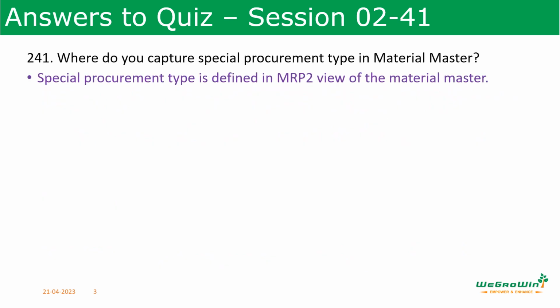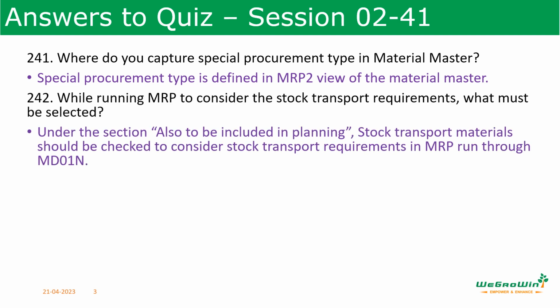Where do you capture special procurement type in Material Master? Special procurement type is defined in the MRP2 view of Material Master. While running MRP to consider the stock transport requirements, what must be selected? This is during the MRP run, that is MRP Live. In MRP Live, under the section "also to be included in planning", there is one checkbox against stock transport materials that should be checked to consider stock transport requirements in MRP through MRP Live, MD01N.